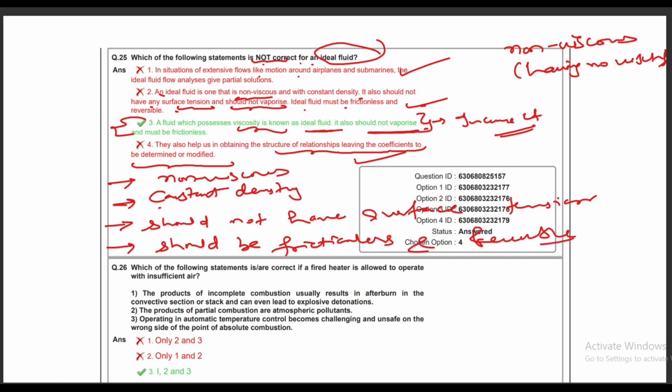Okay, so in this case the third statement is opposite. So the third option is the correct answer here.